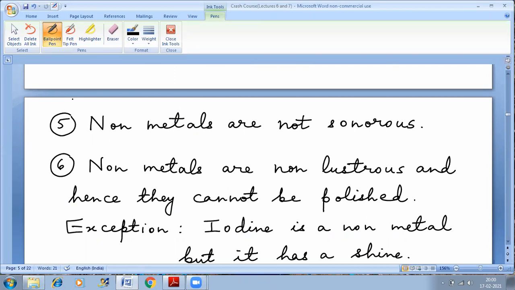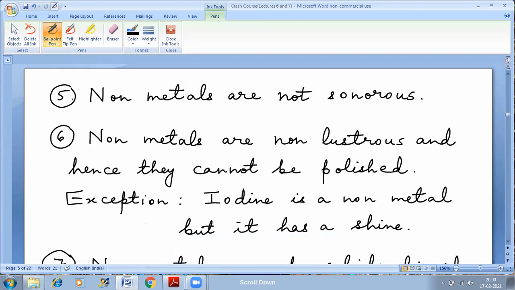Yes. Non-metals are not sonorous, so you don't get noise or sound when you strike a non-metal with a hammer or some object. And also non-metals are non-lustrous. That is, they don't possess any glitter or shine on the surface. But again, you have to remember this exception. Iodine has a shine. Iodine is a non-metal, but it has a shine. So exceptions are very favorite things for examiners.